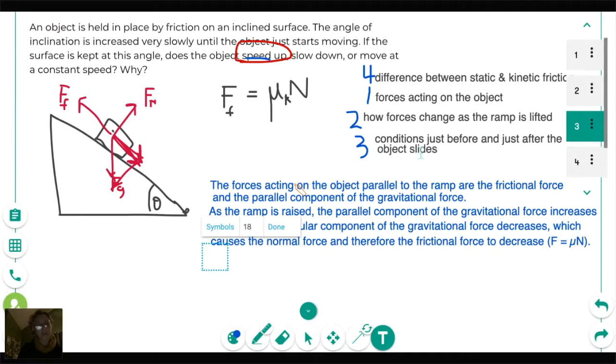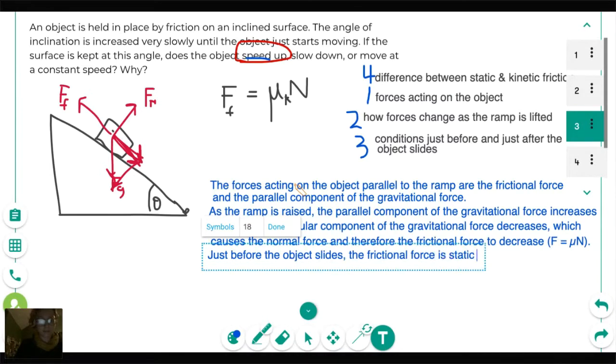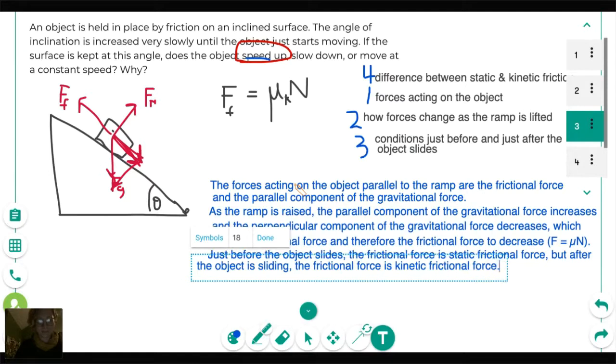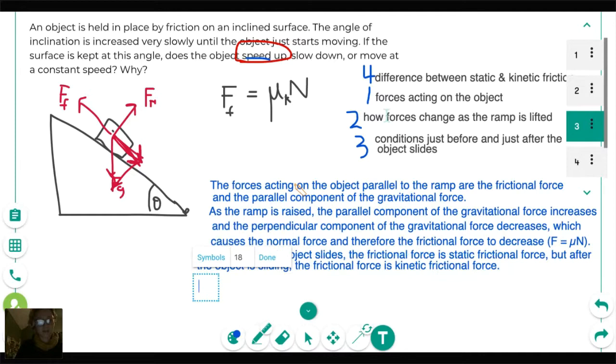And now we can talk about the conditions just before and the conditions just after the object starts to slide. So just before the object slides, the frictional force is static frictional force, or static friction, or however you want to phrase that. But after the object is sliding, the frictional force is kinetic. It's one of my most common typos. Is kinetic frictional force.